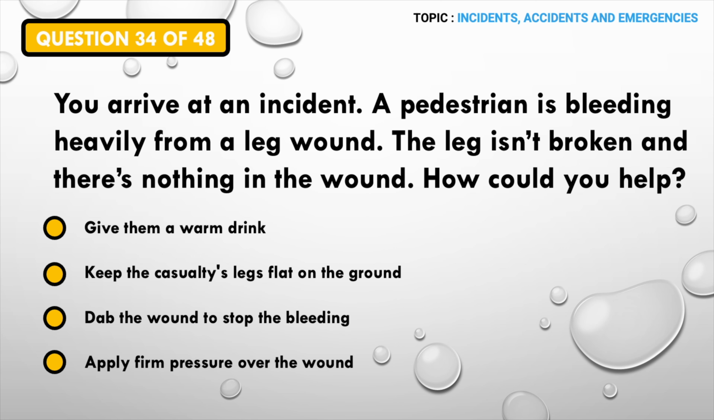You arrive at an incident. A pedestrian is bleeding heavily from a leg wound. The leg isn't broken and there's nothing in the wound. How could you help? Give them a warm drink. Keep the casualty's legs flat on the ground. Dab the wound to stop the bleeding. Apply firm pressure over the wound.